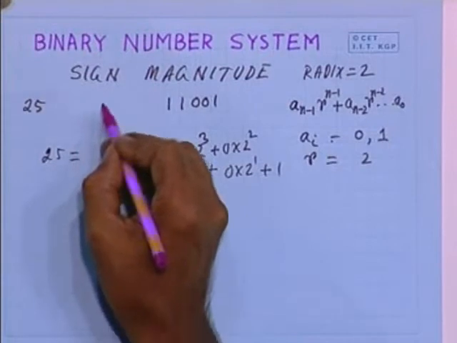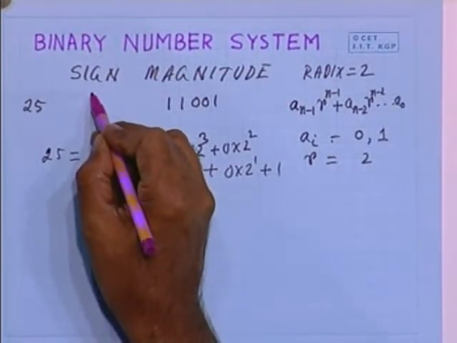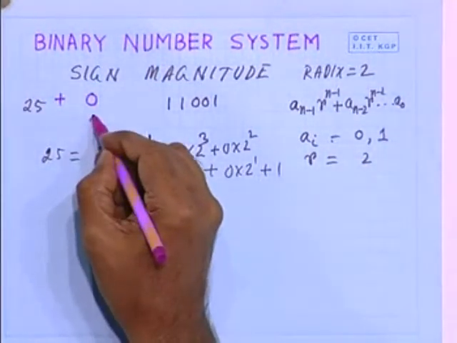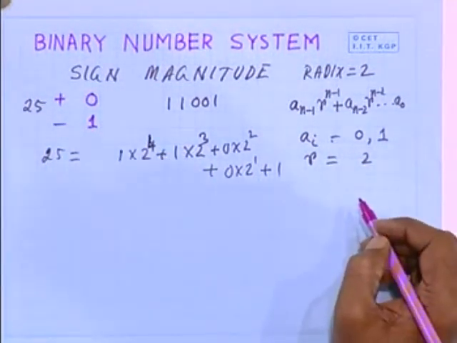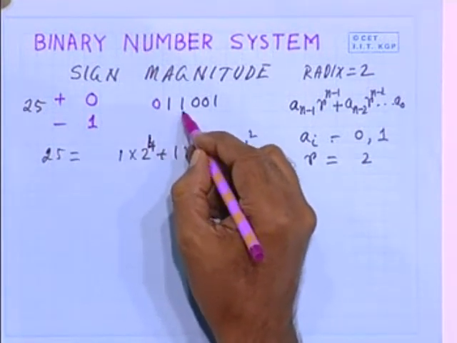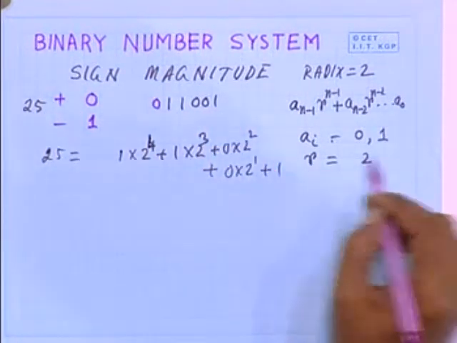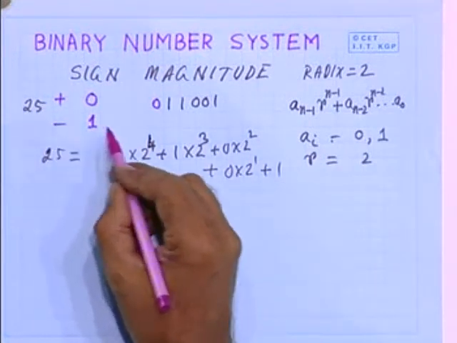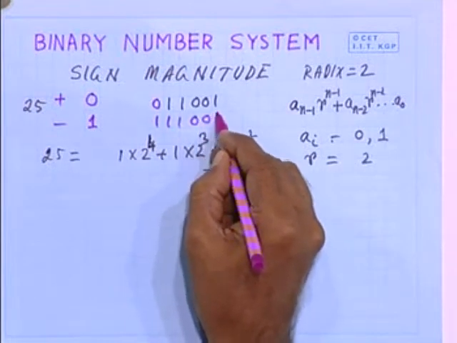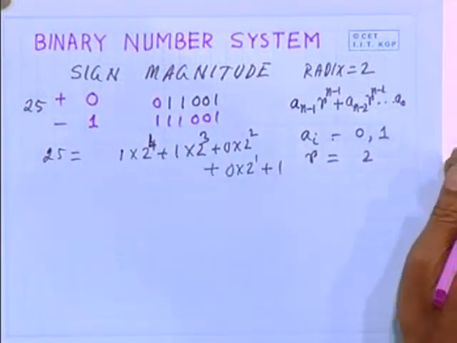We can use, say, 0 to represent positive and 1 to represent negative. So plus 25 will be represented by 0 1 1 0 0 1, or minus 25 will be represented by 1 1 1 0 0 1. So this is the sign magnitude form of representation.